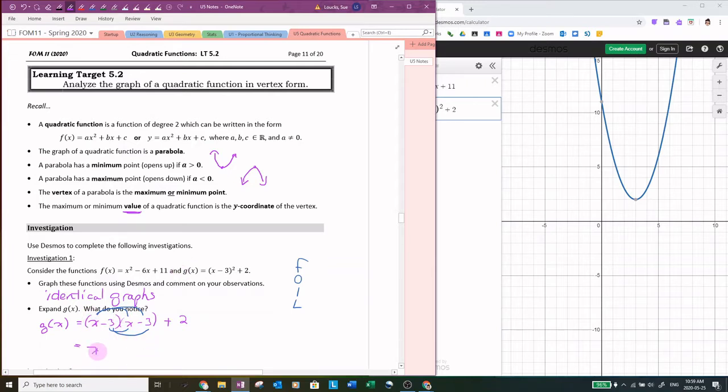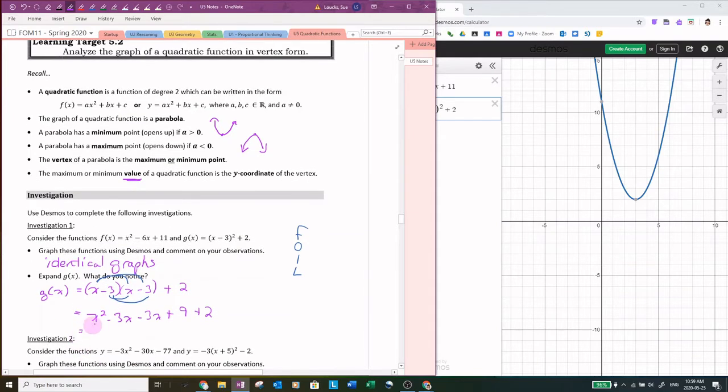So we have x squared minus 3x minus 3x plus 9, and then plus 2, and that equals x squared minus 6x plus 11, which is the same as f of x was. So those are equivalent.